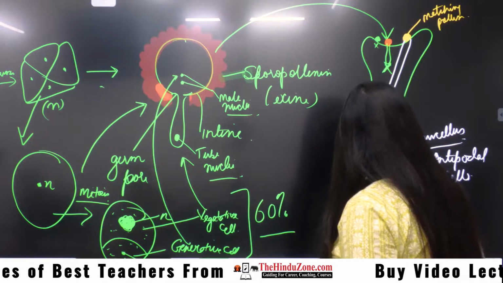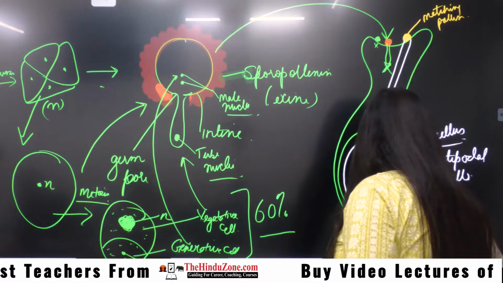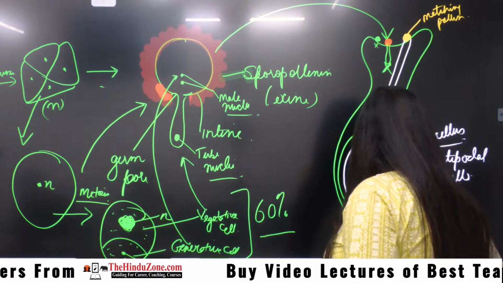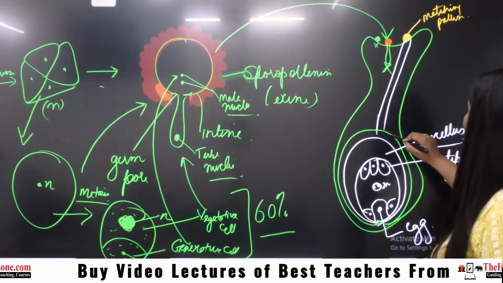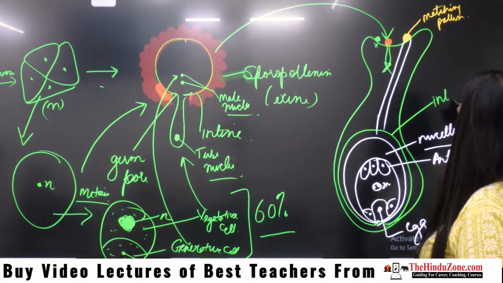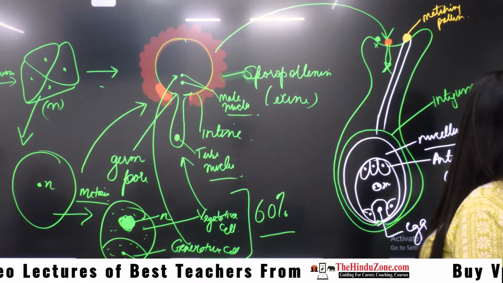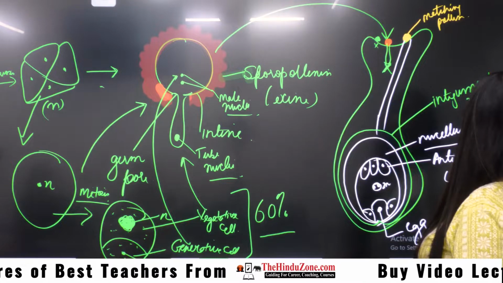In an ovary, a number of ovules can be present. We are just showing one. This is covered by some protective layers called integument. The ploidy of integument is 2n.